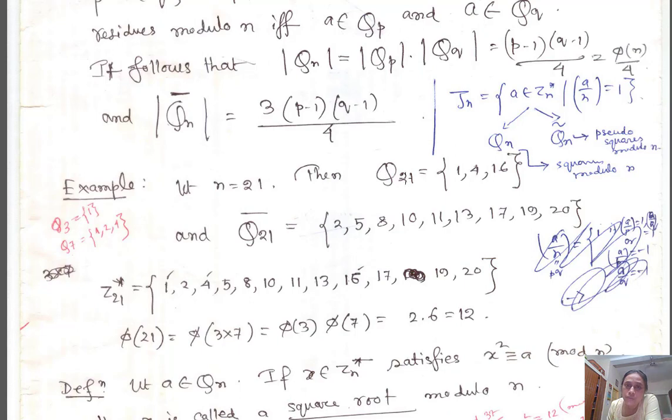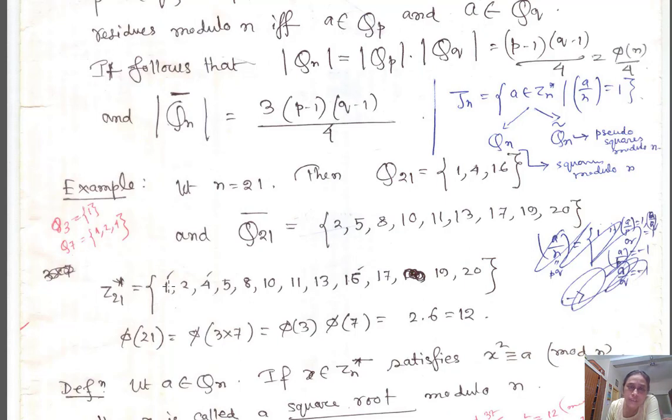So you have to check in Z21 star. Z21 star is essentially these values: the positive integers less than 21 and co-prime to 21. You can list all these elements and check whether each is a quadratic residue modulo 3, and whether the element belongs here and also belongs here.